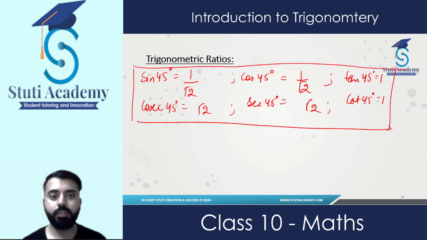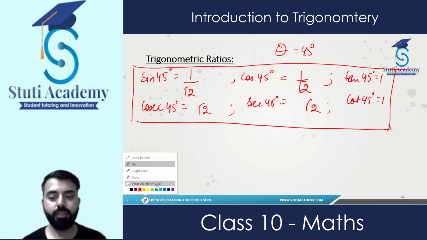Okay, when theta becomes 45 degrees, these will be the ratios between their respective values, their perpendiculars, their hypotenuses, their bases. So these will be the values if theta becomes 45 degrees. I hope you have understood the case, right? Now let's see what we have next.